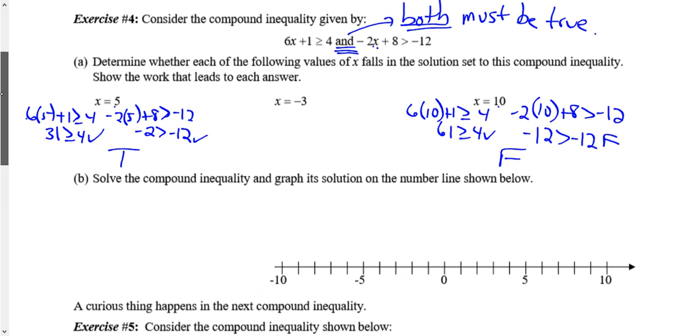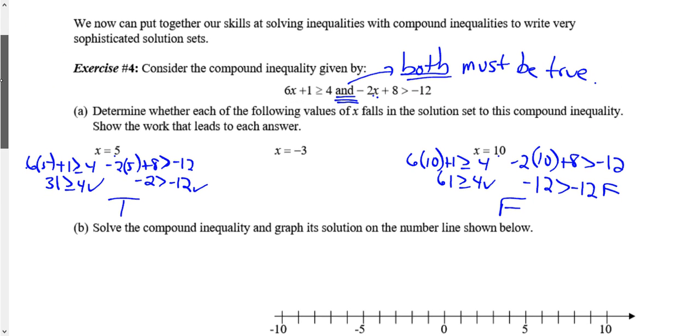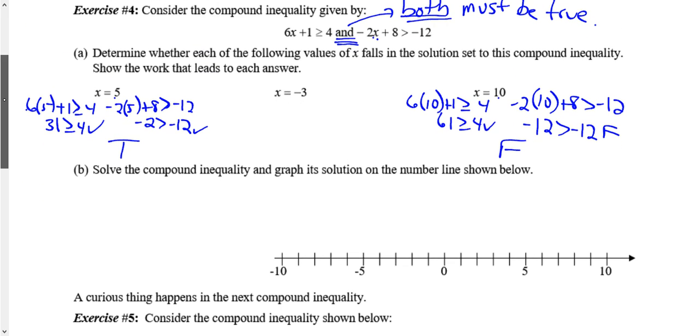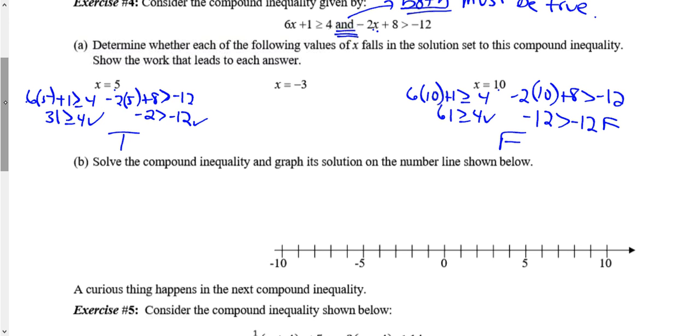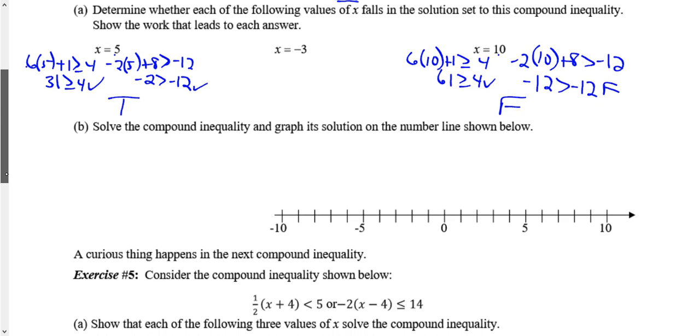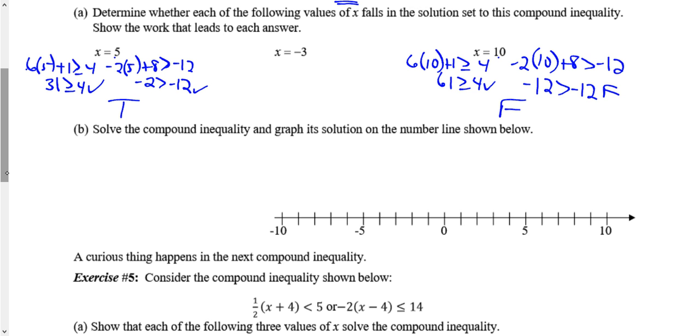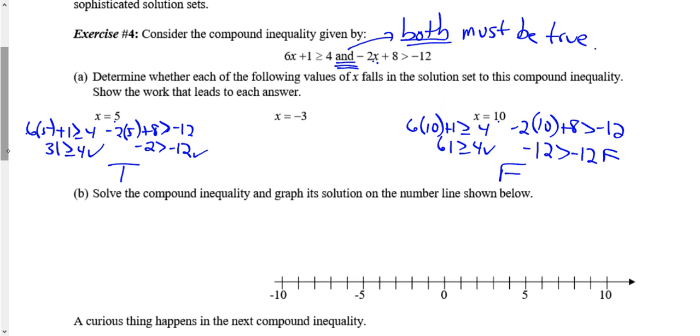Off here on exercise 4. We picked a couple of these values, right? And we found that 5 made that inequality true, but 10 did not, even though it made one of them true. Okay? Now they want us to solve the compound inequality. So how do we do that? How do we solve this whole thing up here?